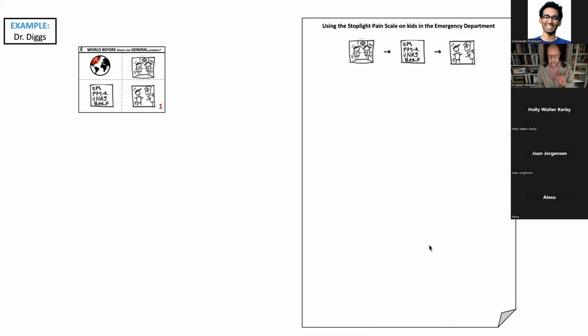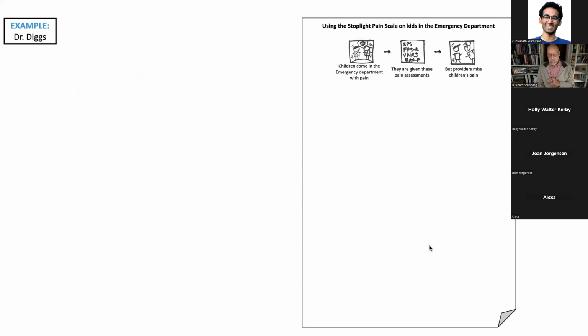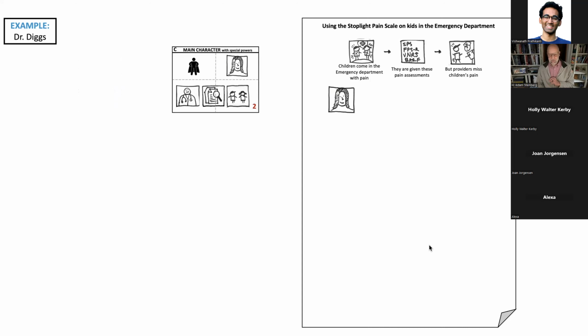You're going to have to add just a tiny bit of text to help the audience understand what each of these visuals means. And so there's the text that Dr. Diggs came up with. And then, of course, we need the guide. And so there's you. There's Dr. Diggs's name.